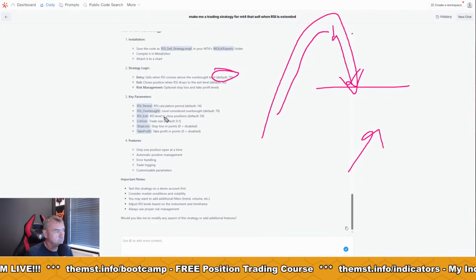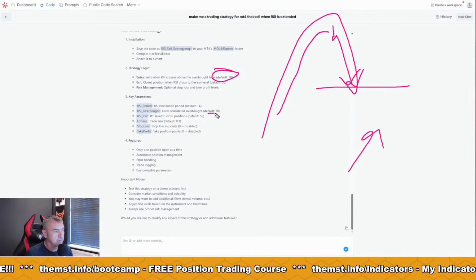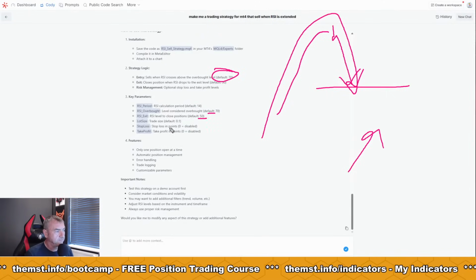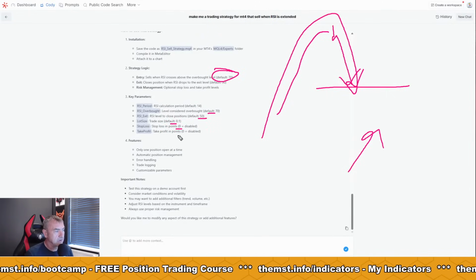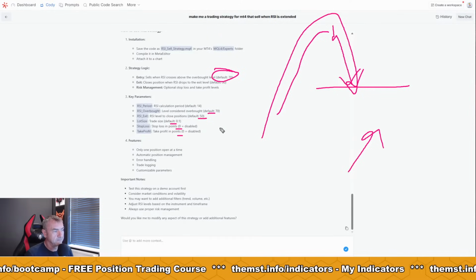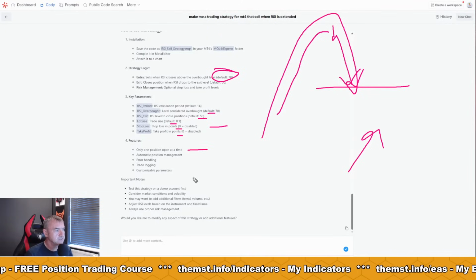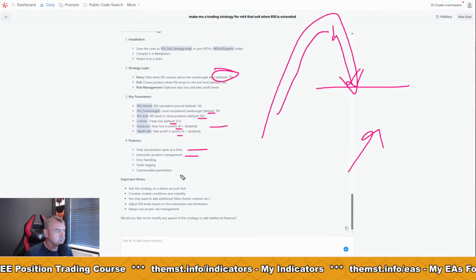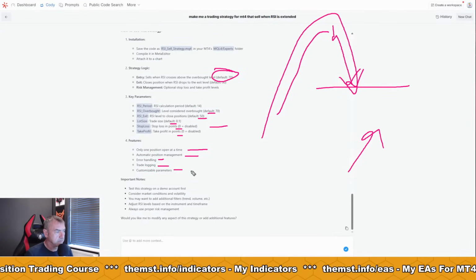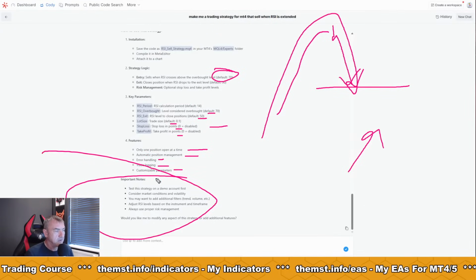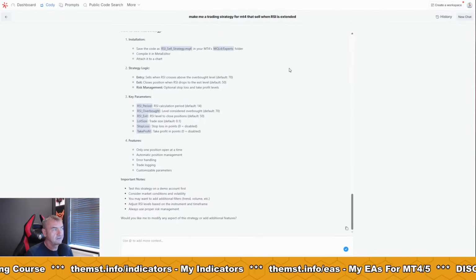So the RSI period 14 is being used. Overbought level is 70. Exit is 50. Lot size. And we also have a stop loss and a take profit, but those are disabled by default. Only opens 1 position at a time. Automatic position management, error handling, trade logging, and customizable parameters. Okay, so that is the very, very basics that we've come up with.